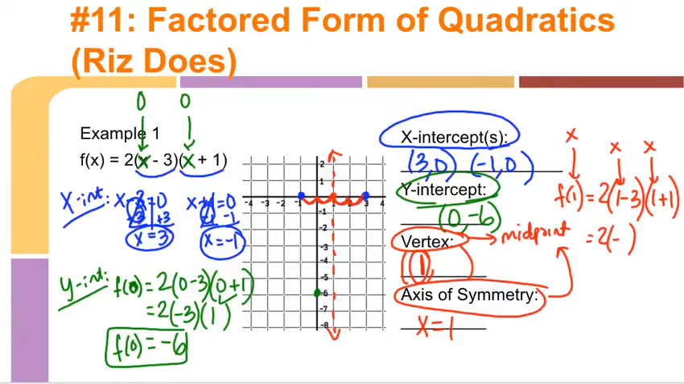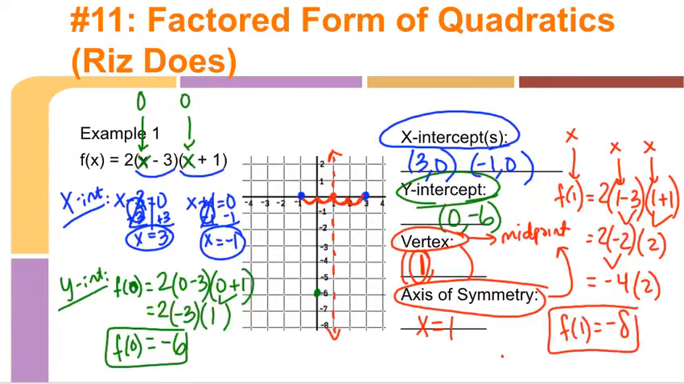1 minus 3 makes negative 2. 1 plus 1 makes positive 2. 2 times negative 2 makes negative 4. Multiplied by positive 2 makes negative 8. So f of 1 is negative 8, so that means 1, negative 8 is going to be my vertex. So I go to 1, negative 8, that's right here.